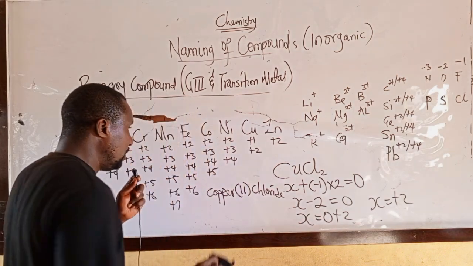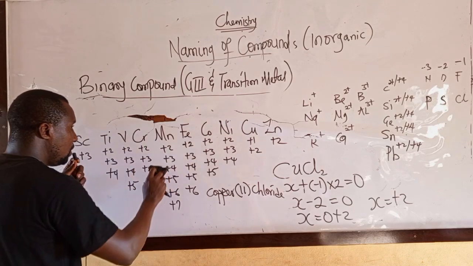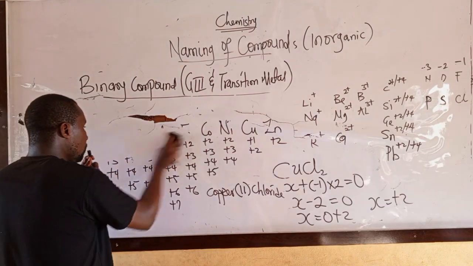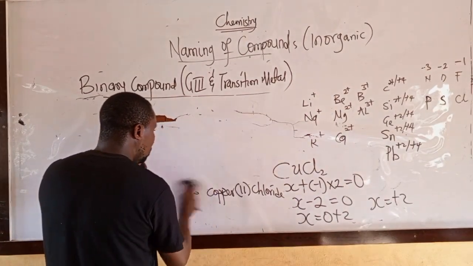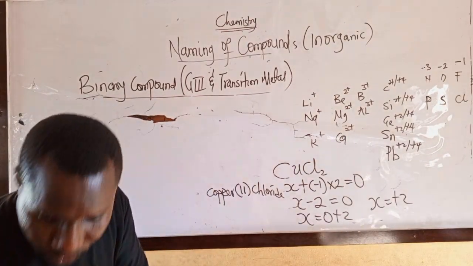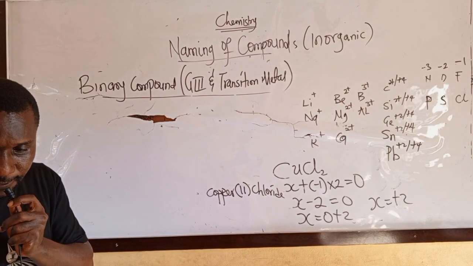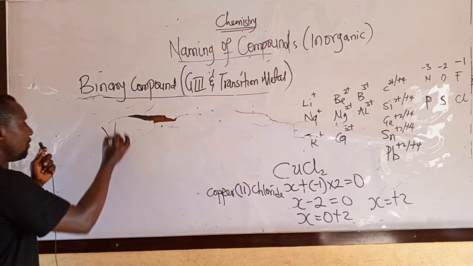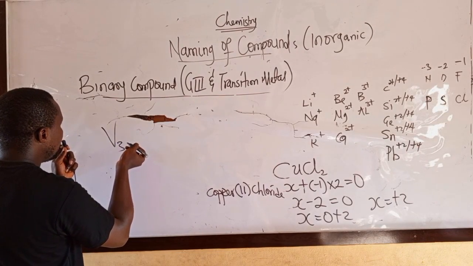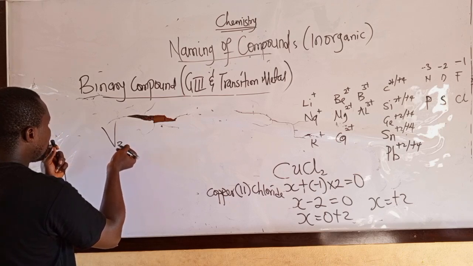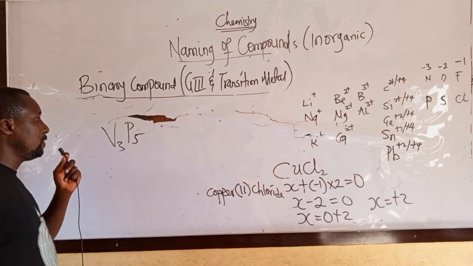Look at this. You can pause, or have you written this? Let me rub this one off. Look at this. When you have V3P5, let me write it, V3P5.